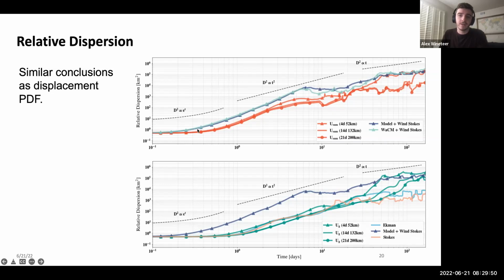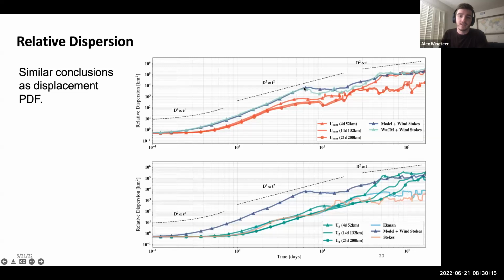And in the Wacom and model experiments, these lines really track very well for smallish time scales. As we move through these small time scales, however, the summed experiments have not quite an order of magnitude, but a significant reduction in relative dispersion compared to the model case.